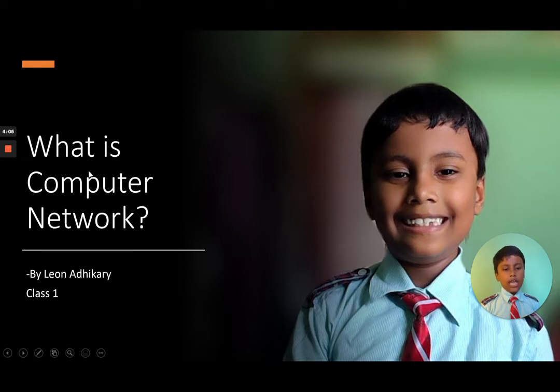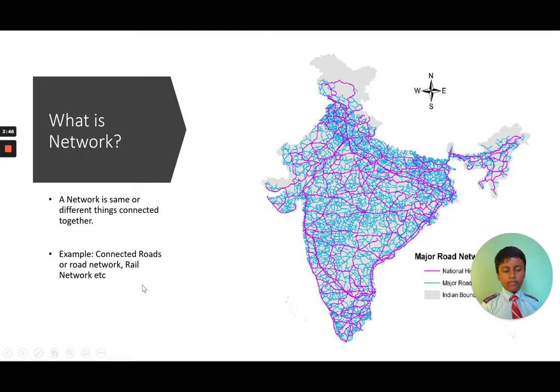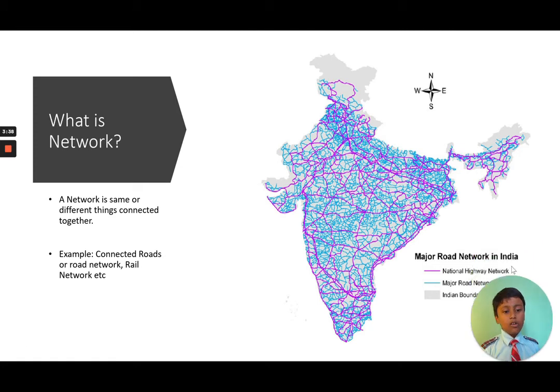Today, I'm going to discuss what is computer network. What is network? A network is same or different things connected together. Examples: connected roads or road network, rails network, etc. This is a major road network in India.